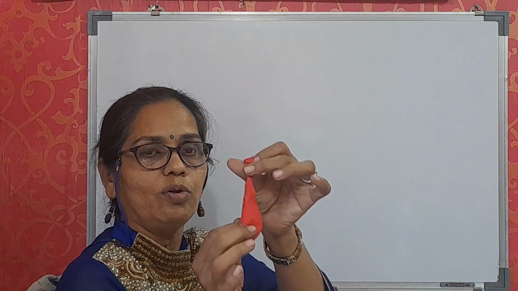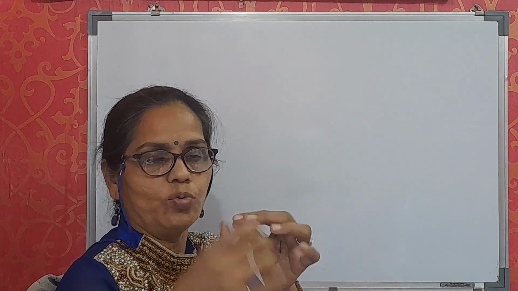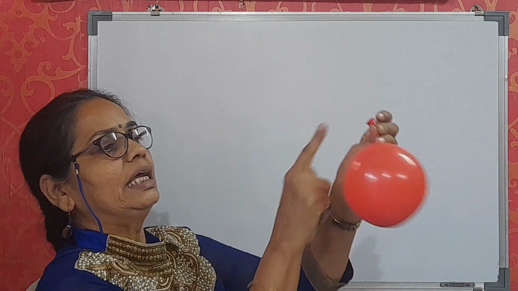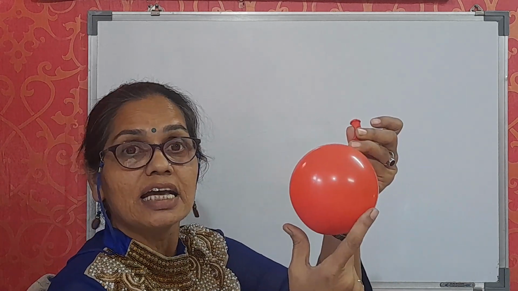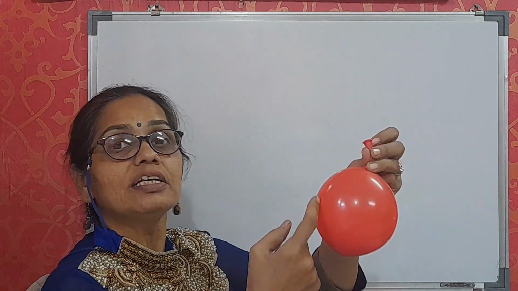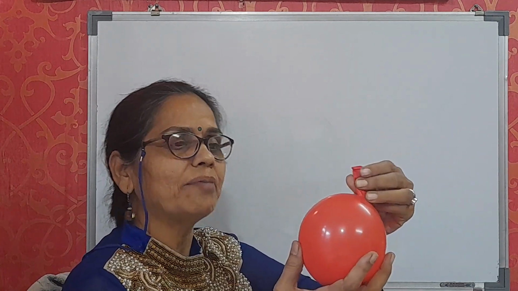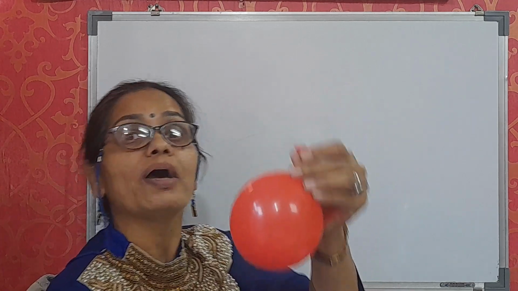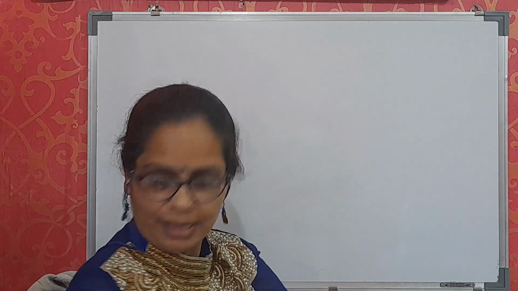I'll show you one experiment. See, this is the balloon. If I blow the balloon, it has become larger in size. That means it occupies space. And if I weigh it, it has mass also. That means anything that has mass and occupies space is called matter.